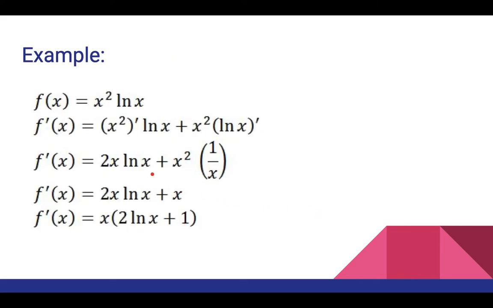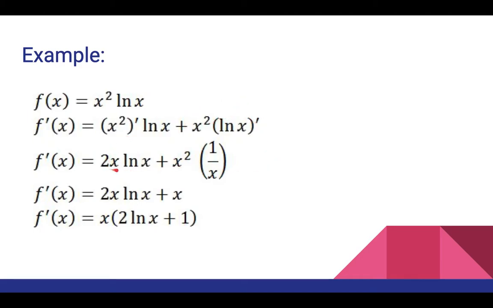So as an example of derivative rules in effect, if we have f of x equals x squared times the natural logarithm of x, we can see that we're going to need to apply the product rule first, working our way from outside in, because we have two functions multiplying each other, x squared times natural logarithm of x. So we apply the product rule: derivative of x squared times natural logarithm of x, plus x squared times the derivative of natural logarithm of x.